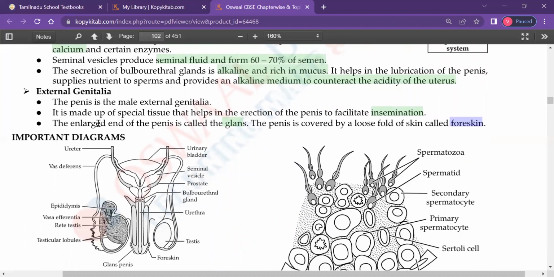Then the next one, external genitalia. The penis is the male external genitalia. It is made up of special tissue that helps in erection and to facilitate insemination. The enlarged end of the penis is called the glans. The penis is covered by a loose fold of skin called foreskin.